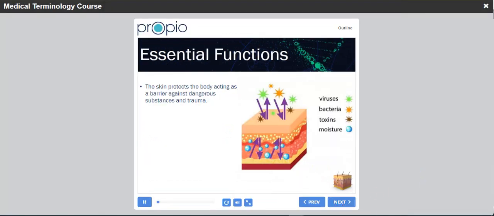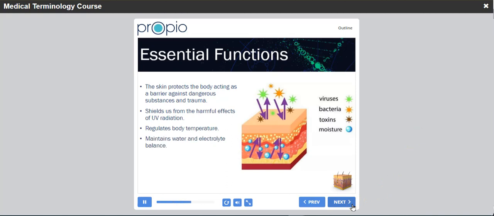The skin protects the body, acting as a barrier against dangerous substances and trauma. It shields us from the harmful effects of UV radiation. It regulates body temperature. It maintains water and electrolyte balance. It senses painful and pleasant stimuli. It participates in vitamin D synthesis.